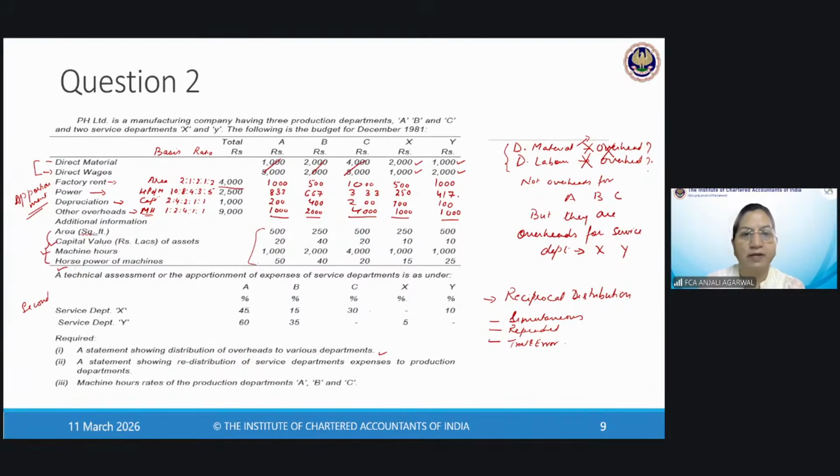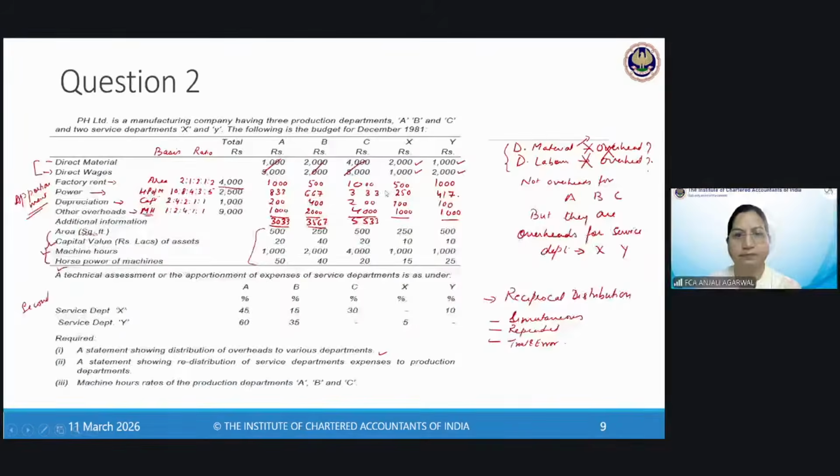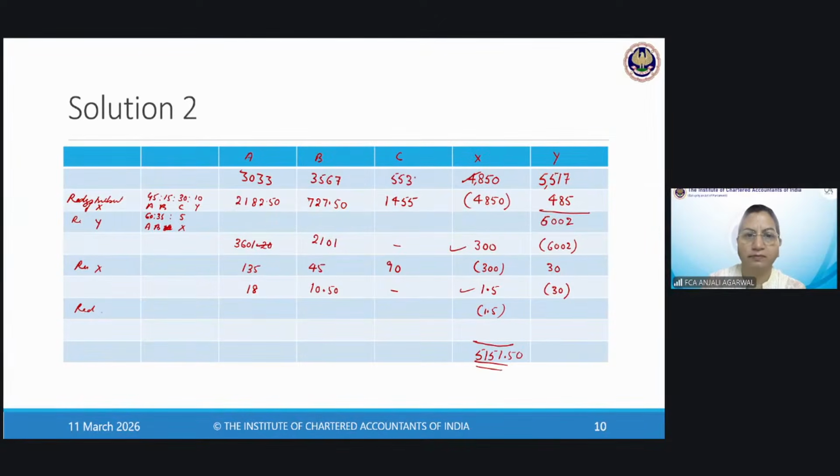So remember, A already had a total of 3033, B already had a total of 3567, and C already had a total of 5533. This will be the statement showing the distribution of service department overheads, X and Y, to production departments A, B, C.